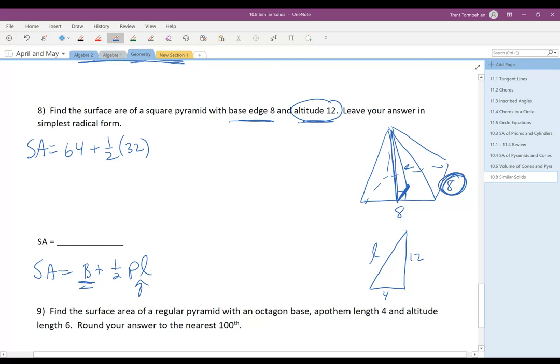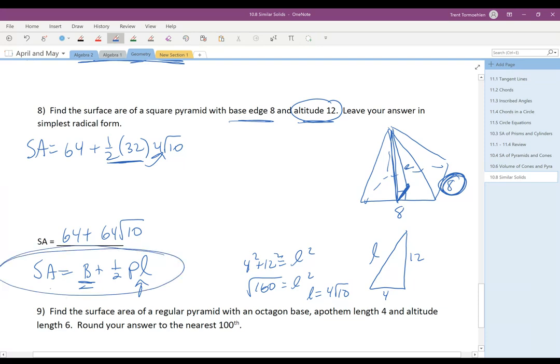If we do that, we get 4 squared plus 12 squared equals L squared, which is 160 equals L squared. So L just turns out to be 4 root 10 when you take the square root of 160. And so we put 4 root 10 here. So our answer just turns out to be 64 plus, this is 16 times 4, 64 root 10. Again, the problem is made way easier when you write your formula down.